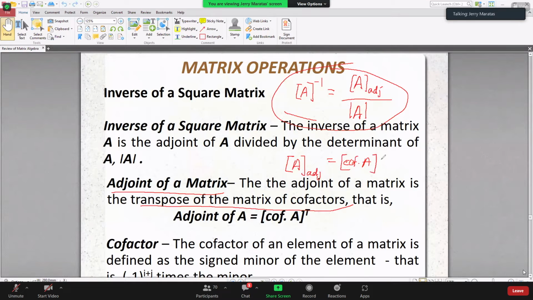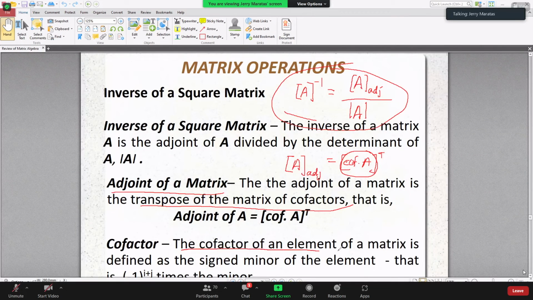After that, I take the transpose. There is no problem in getting the transpose because you simply interchange the rows and the columns. The problem now is how to get this cofactor matrix, or matrix of cofactors. Once I get that, I can get the adjoint. The next problem is the determinant, which I think is not really difficult to get. So the problem now is the cofactor.